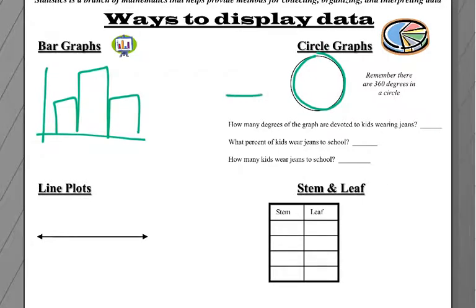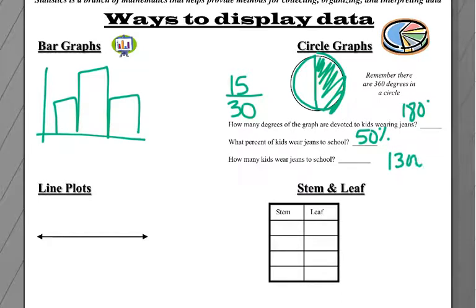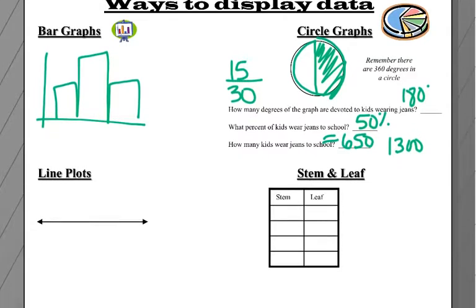So I usually do a thing in class where I'll say, okay, well, there's 30 kids, and how many of us are wearing jeans? Let's just say for the sake of argument, 15 kids were wearing jeans. Well, that's half the class, right? So that's 180 degrees of the circle graph, and that would be 50% of the kids. So if North has, let's say, 1,300 students, you would say that about 650 were wearing jeans. It's just common sense, right?